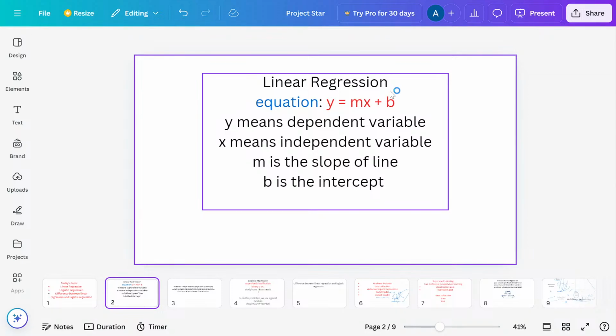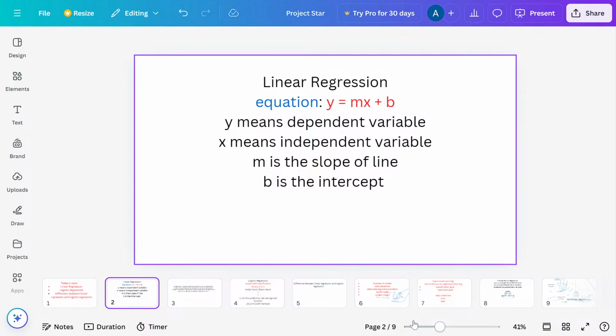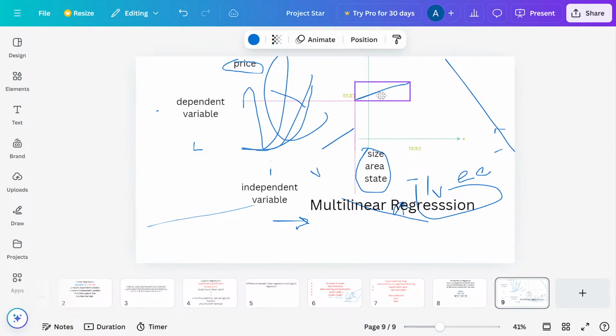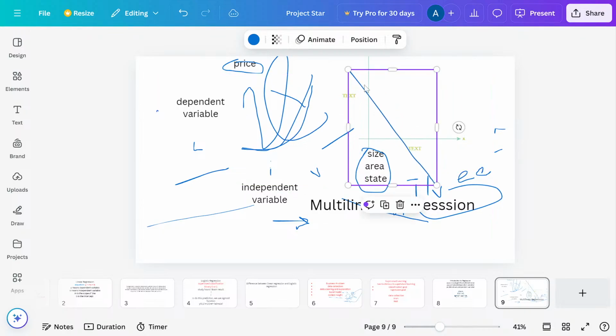Positive regression is when, with an increase in the independent variable, you see a positive increase in the dependent variable. That's what we call positive regression. One example of this is what we have already discussed. This is an example of linear positive regression, and this is the example of negative regression.